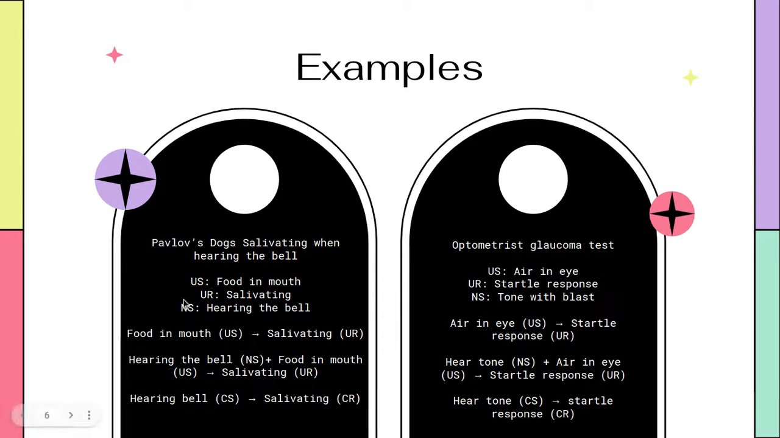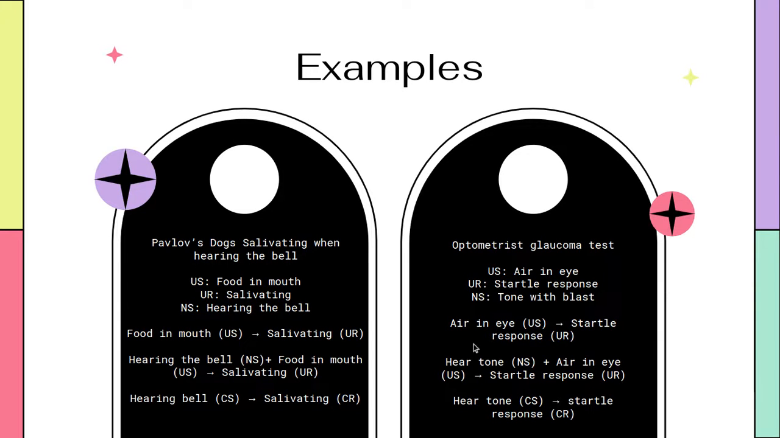So hopefully that makes a little sense with the diagrams that we went over earlier. And I'm going to move on to the next example. So next we have, I'm sure a lot of people are familiar with the glaucoma test that optometrists usually give. It's usually a blast of air in the eye, and oftentimes it makes the person taking the test have a startle response. But let's say at this optometrist, it's also paired with a tone.